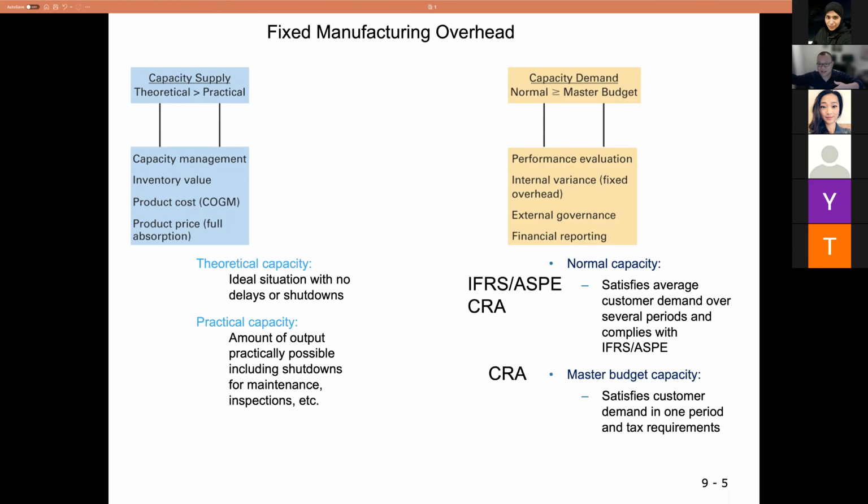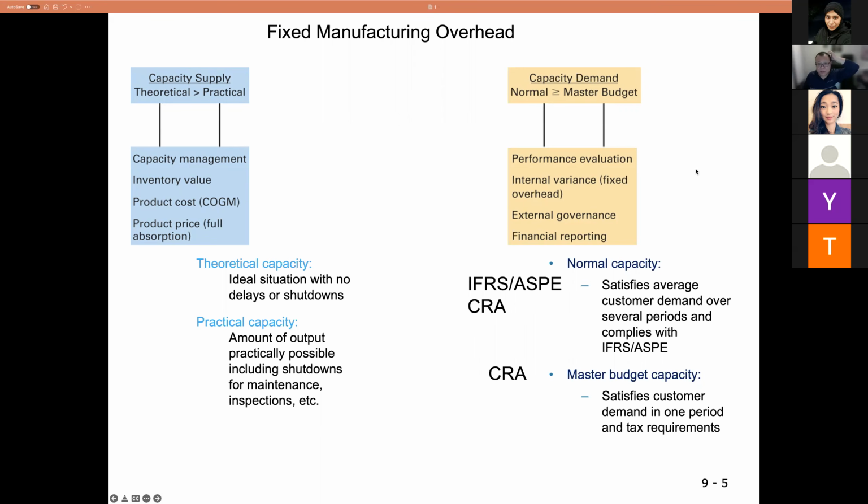So there are 2 capacities. One is called the normal capacity. The other one is called the master budget capacity. The normal capacity is an estimation based on an average of a longer period of time, maybe a couple of years. The master budget capacity is just for one period: you have a certain amount of capacity to satisfy customer demand for one period.